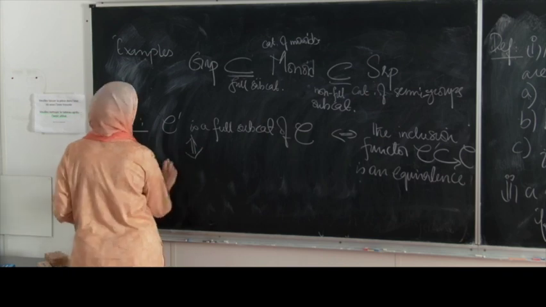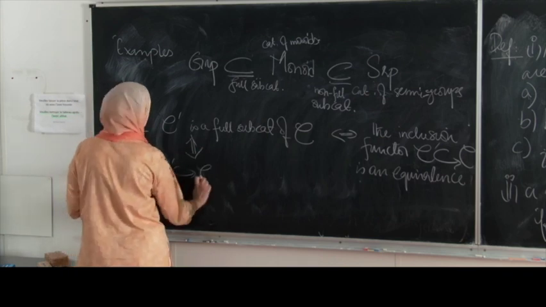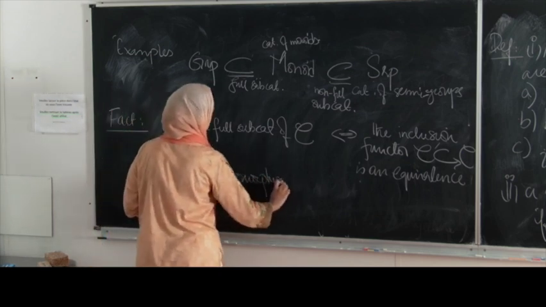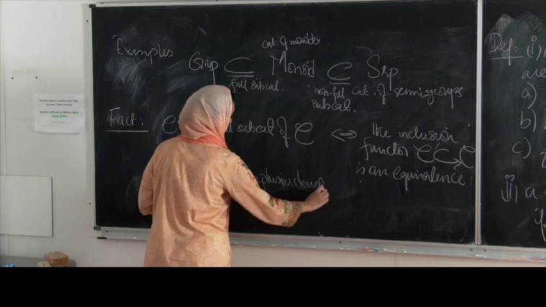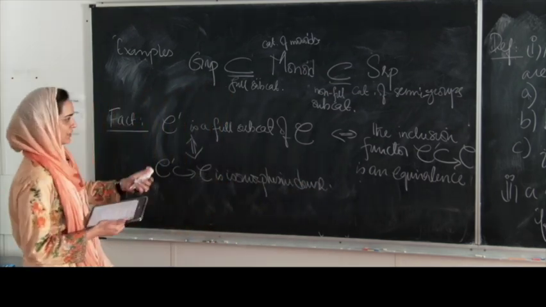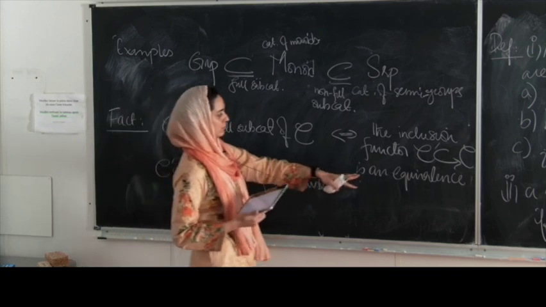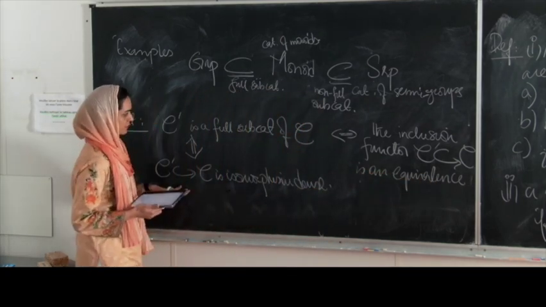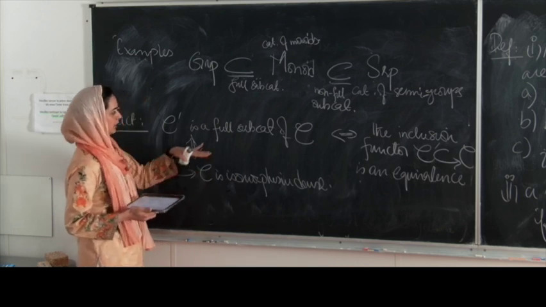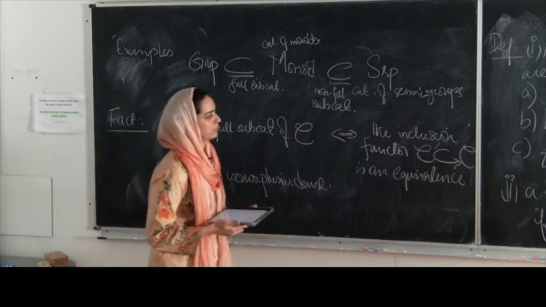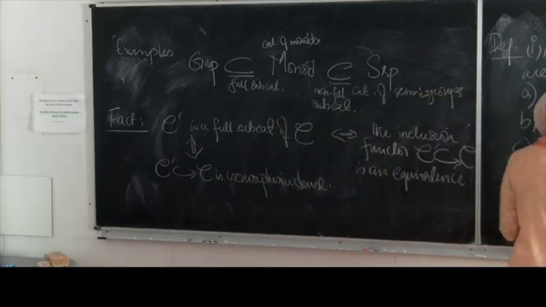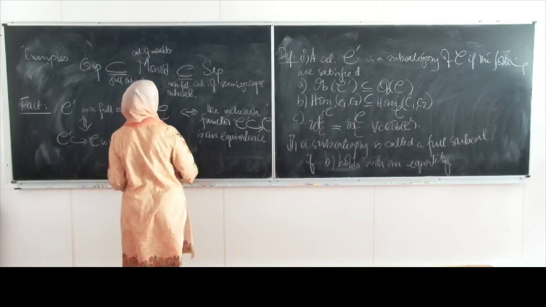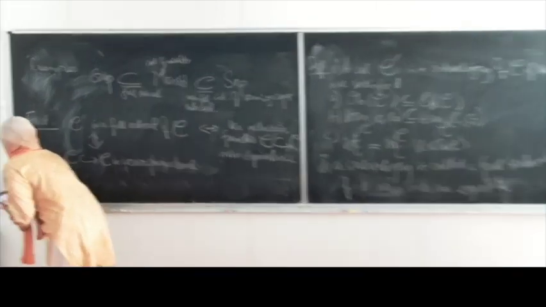And this is equivalent to saying that this inclusion functor is isomorphism dense. So to check this, all you need to check is whether this is isomorphism dense. And if this is true, then C prime is going to be a full subcategory of C. Okay, so let me give you a quick example.